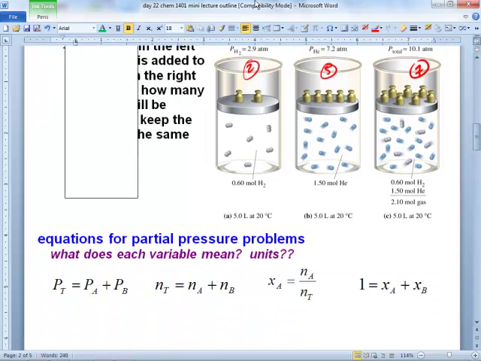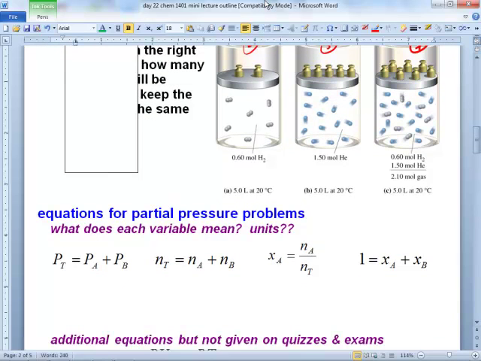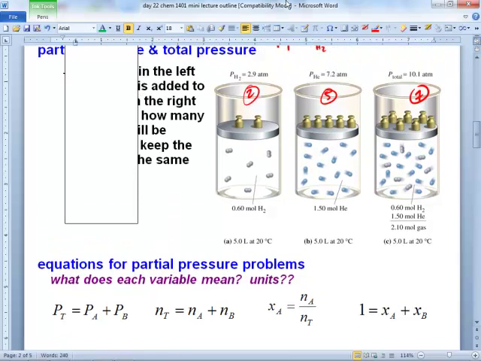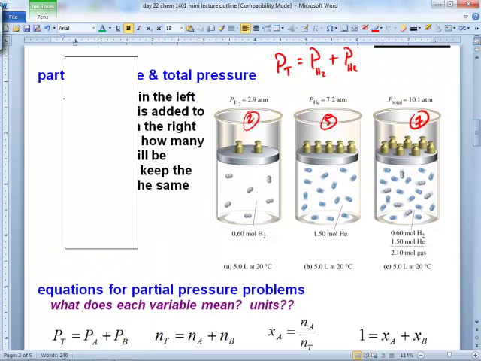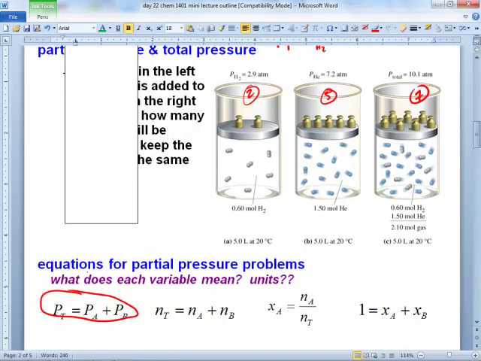So that means a whole bunch of new equations here. And here's the one we just talked about. The total pressure is the sum of the partial pressures. Okay? If you have 2 gases, A and B. Erica, what do you think this equation is trying to say?